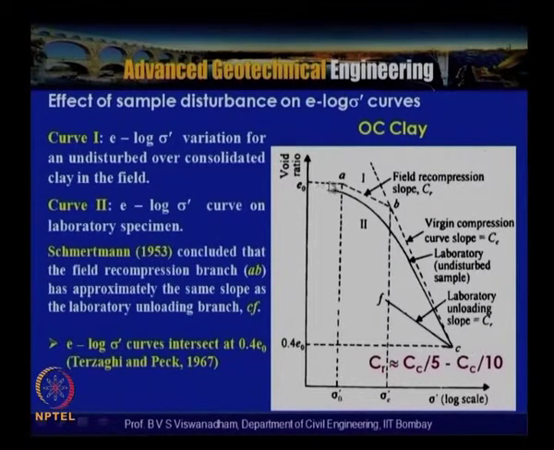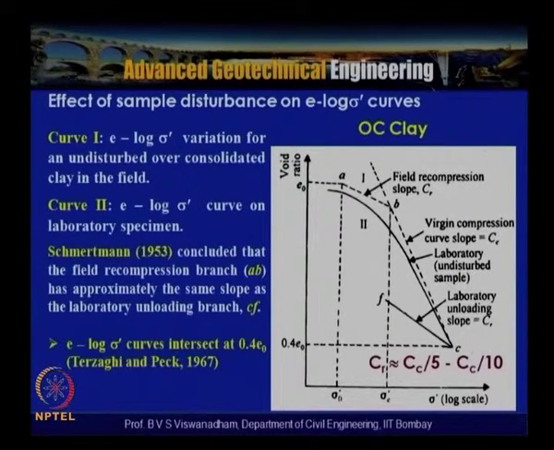So you can see that there are two limbs, the portion AB and the portion BC. This dotted line is the field compression, and this dotted line BC is the virgin compression curve that can be obtained for the OC clay in the field. AB and BC are the two segments, and the slope of the line AB is the recompression index, and the slope of the line BC is the compression index CC.